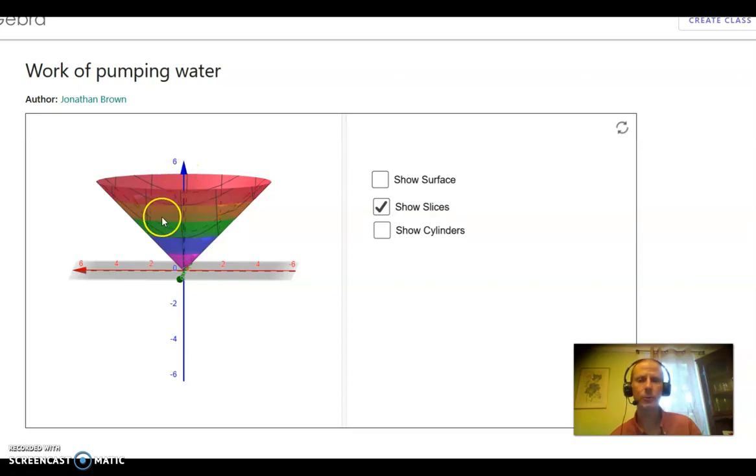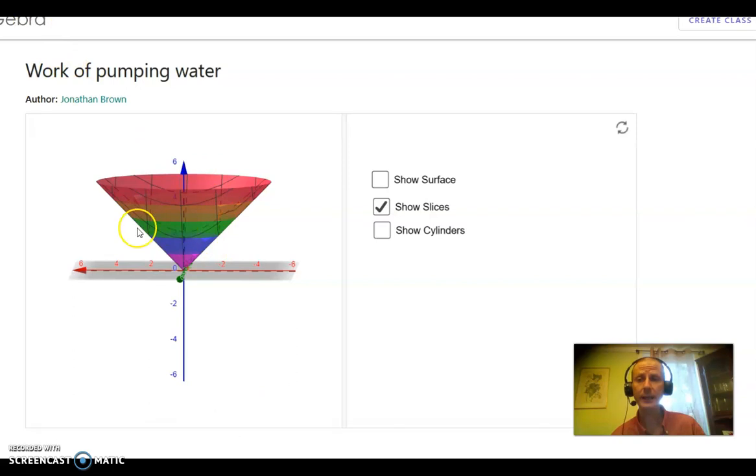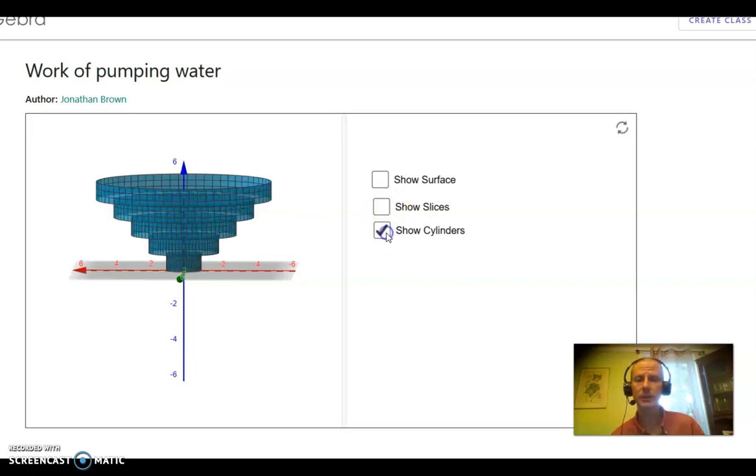And since work is force times distance, we can calculate the distance separately for each slab, and we'll have an approximation for how much work it takes to pump each slab out. Now, technically, each of these slabs is something in mathematics we call a frustum. However, we can make the work of calculating their volume even simpler by approximating them with cylinders.